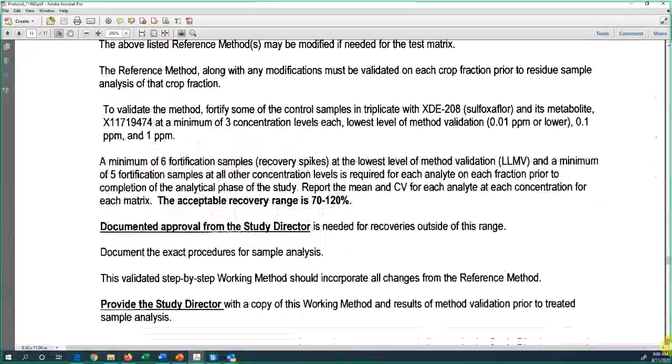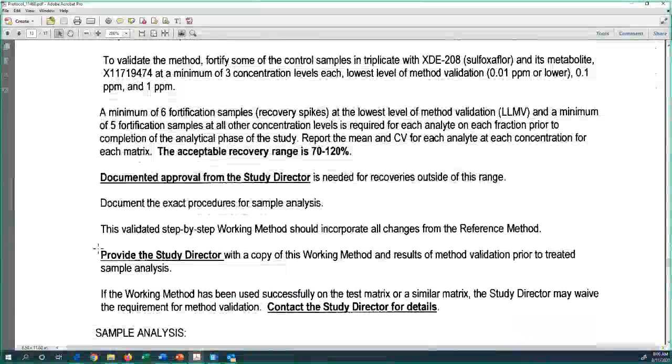Then you say, provide the study director something. Contact the study director. The study director needs to or may waive something. You see, these are all communication with the study director. That's because we talk about the matrix effect. If it is higher than 120%, that sometimes happens. Actually, most matrix effects should be depression, going a little bit lower.